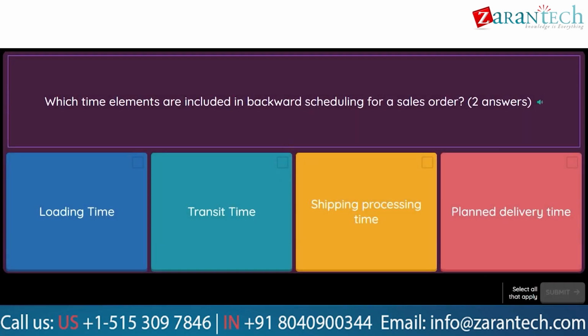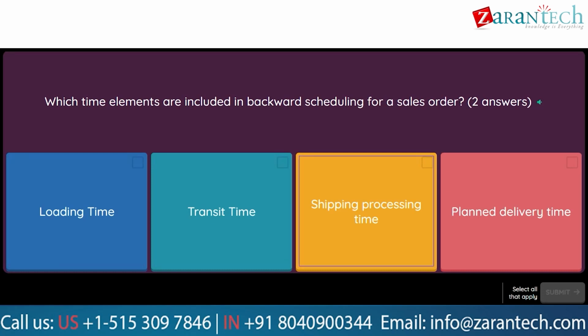Question: which time elements are included in backward scheduling for a sales order? 2 answers. Option 1, loading time. Option 2, transit time. Option 3, shipping processing time. Option 4, planned delivery time.